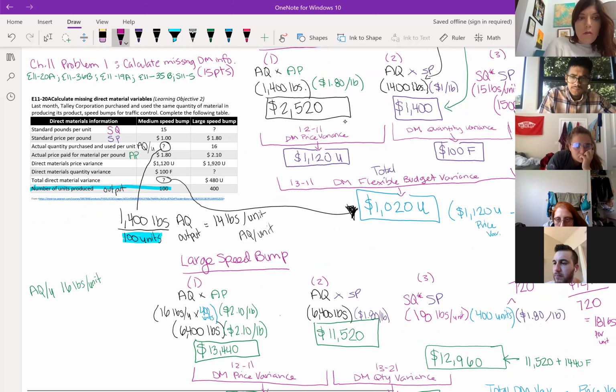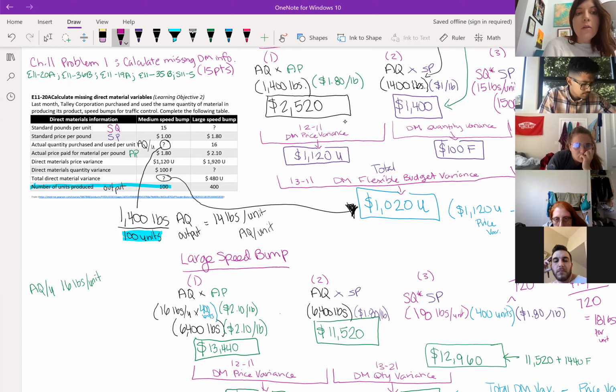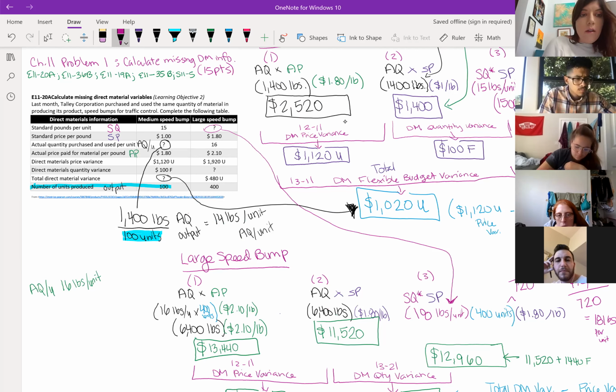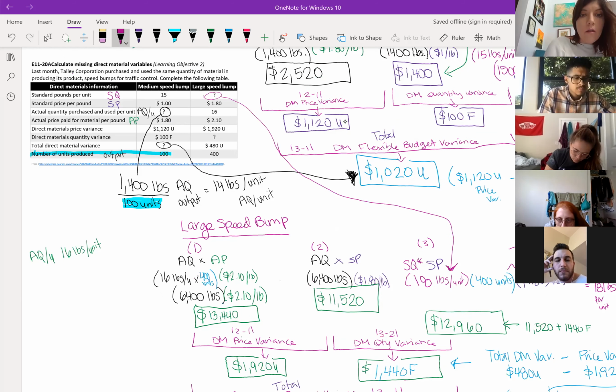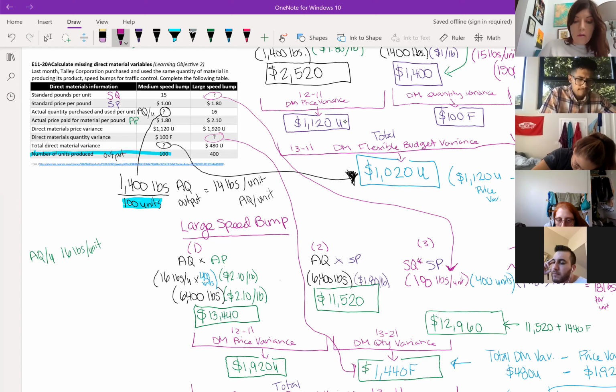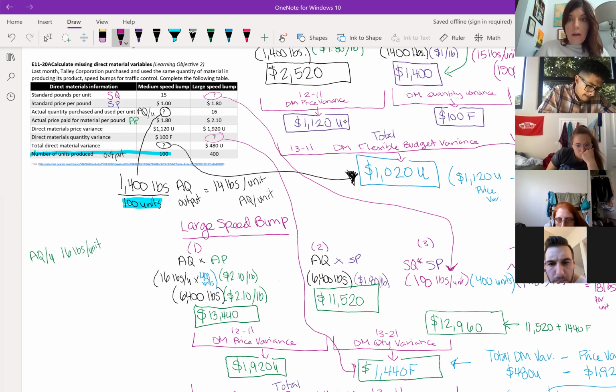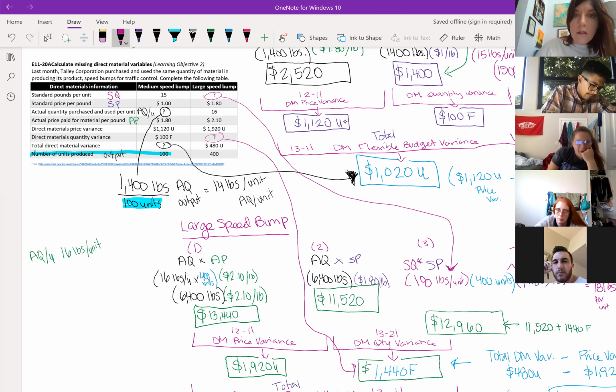So standard pounds per unit right here is the 18 pounds. And then the direct materials quantity variance, well, we had already figured that out. 1,440 favorable. Are there other ways of going back and backing into this information? Yes, of course. But I think setting it up like this is helpful because you can calculate different things at different points.